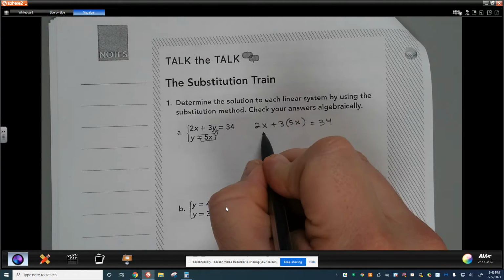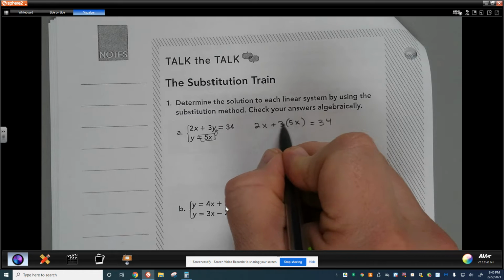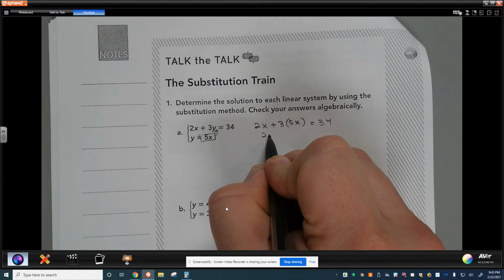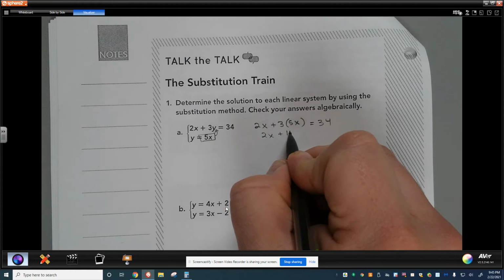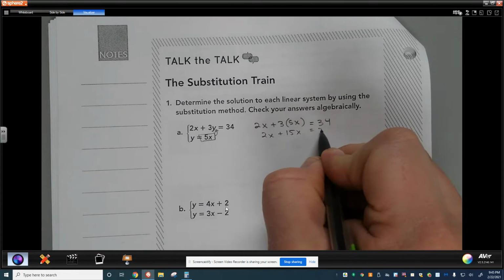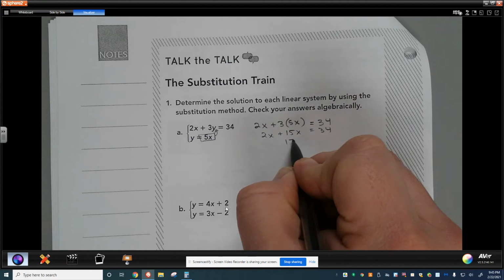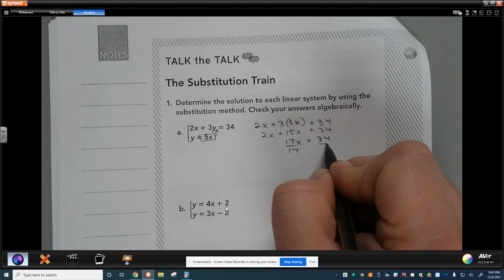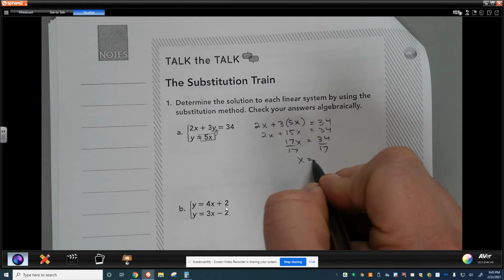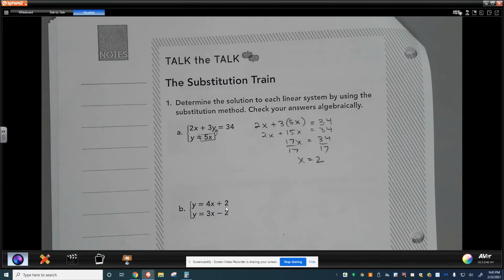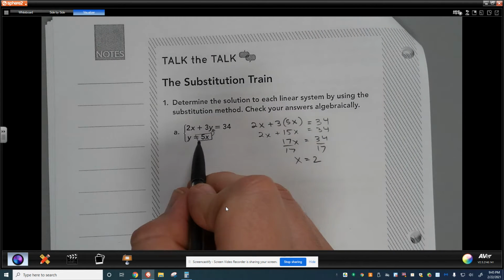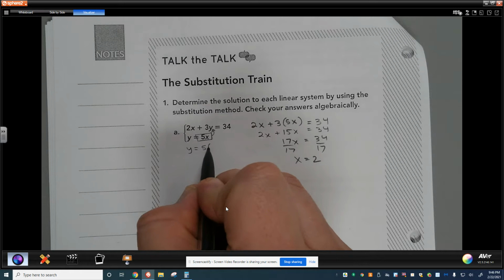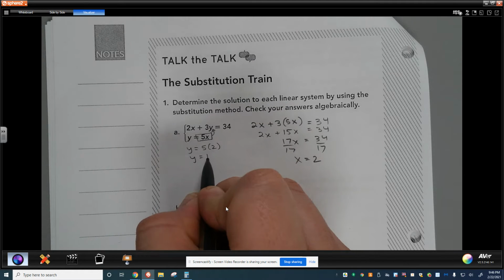And now what we just simply do is we simplify these two expressions. We see 2 times x plus 15x is equal to 34, which makes this 17 times x is 34. Dividing by 17 on both sides means that x is equal to 2. And since I believe x is equal to 2, I need to substitute to both equations. So I'll start here with y equals 5 times 2, and I believe y is 10.